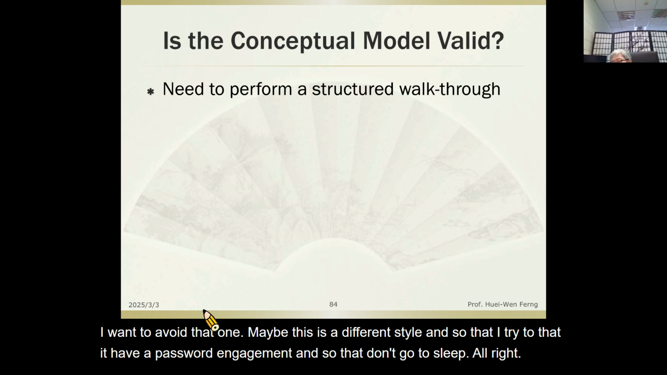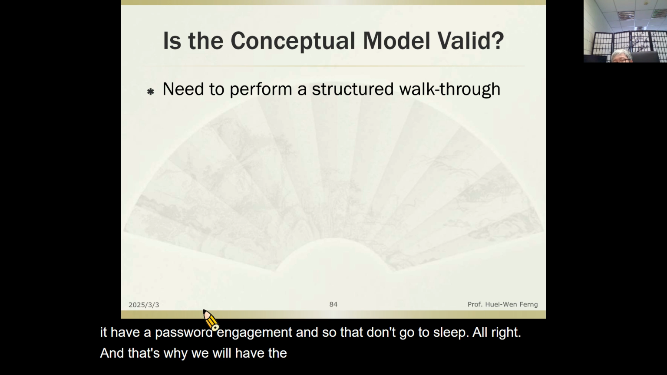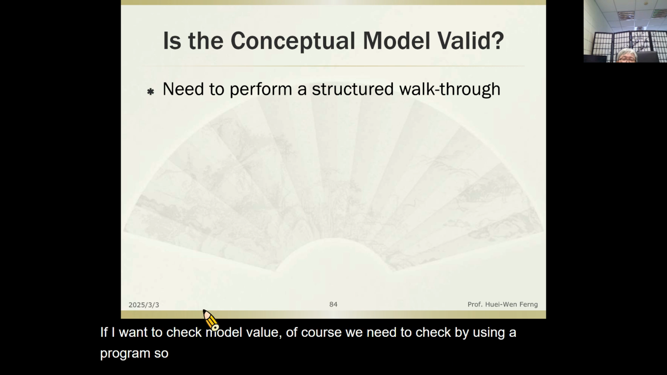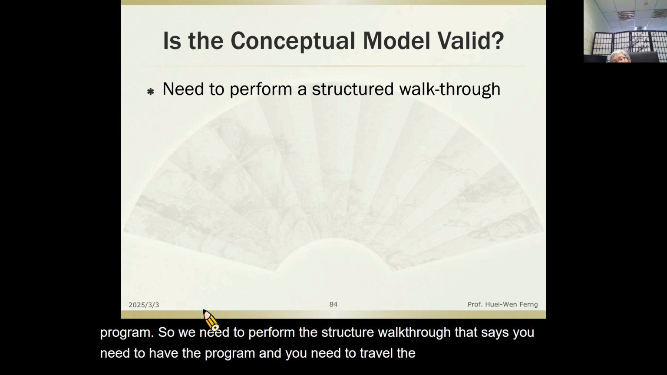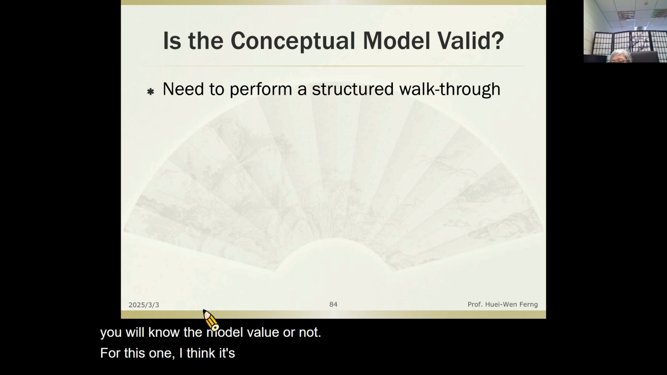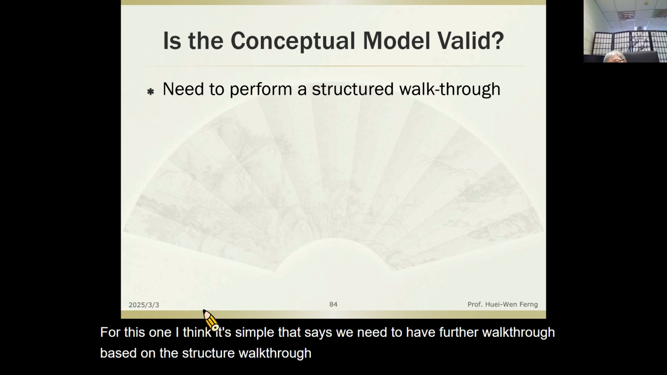And next one, we will check whether the conceptual model is valid or not. If we want to check model validity, of course, we need to check by using the program. So we need to perform the structure walkthrough. That says you need to have the program and you need to check for the further details. And then you will know the model validity or not. For this one, I think it's simple. We need to have the walkthrough based on the structure walkthrough, and then you can check the validity of the model.